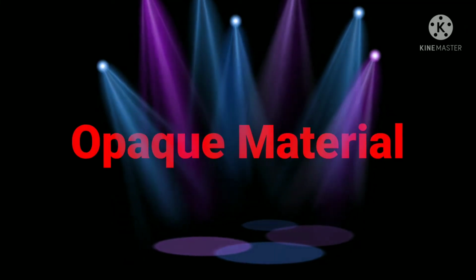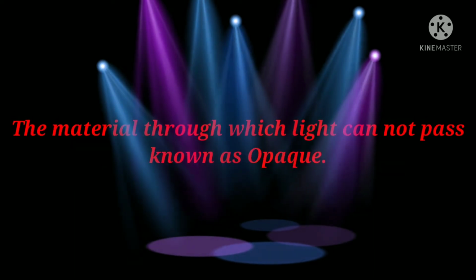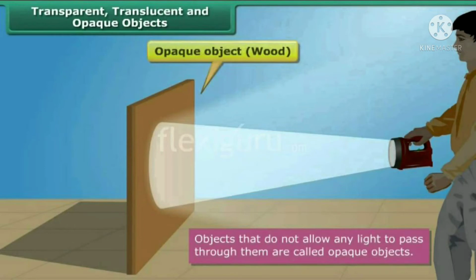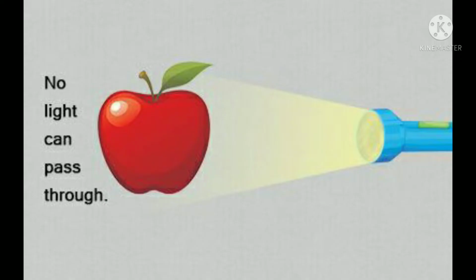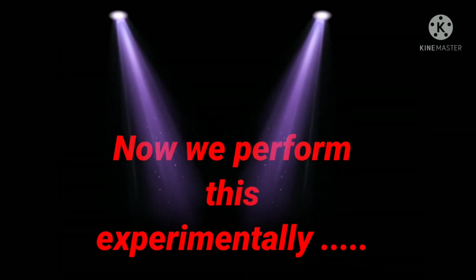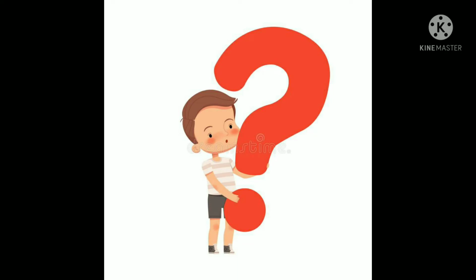The third term is opaque material. A material through which light cannot pass is known as opaque. We see a number of opaque objects like wood, apple, cardboard, which do not allow the light to pass through them. Now we perform this experimentally to see how the light passes through transparent, translucent and opaque materials.